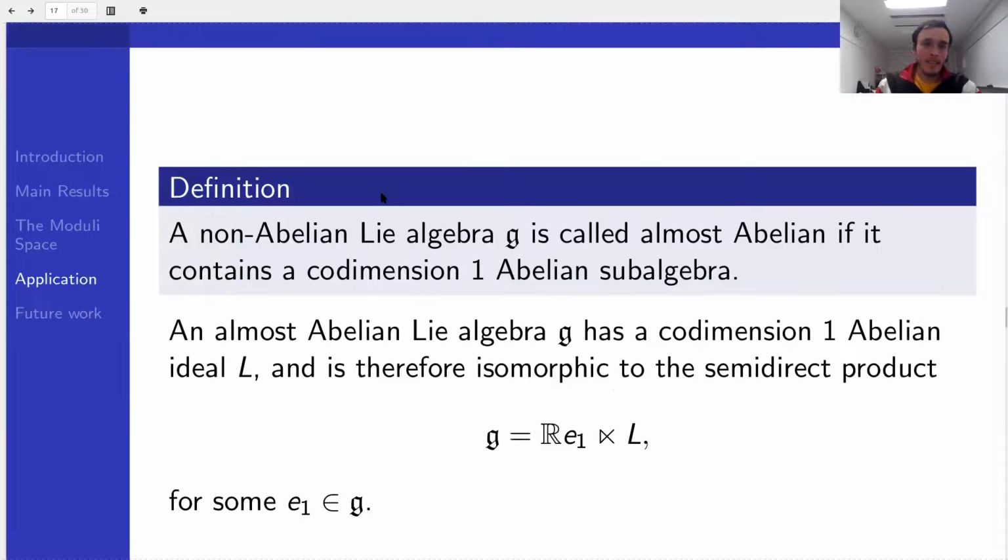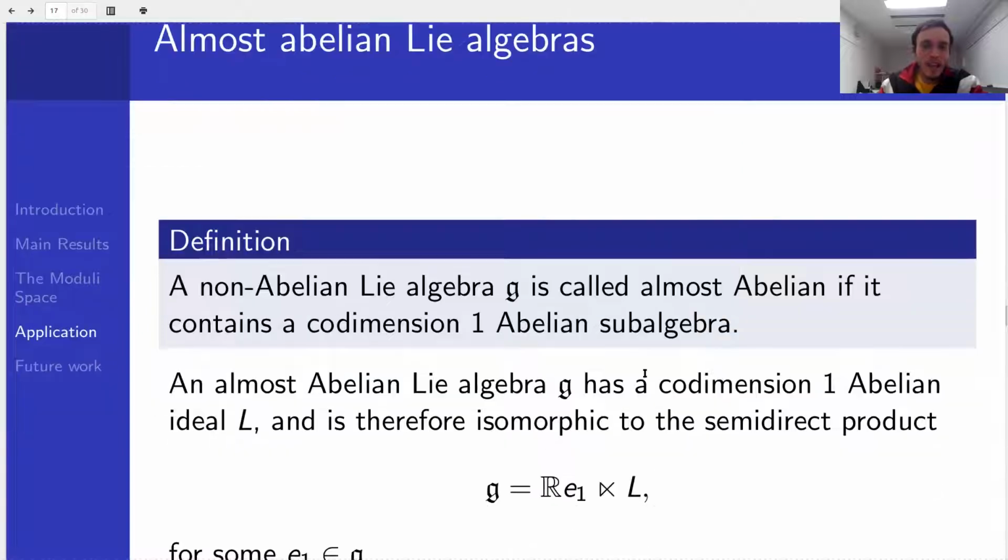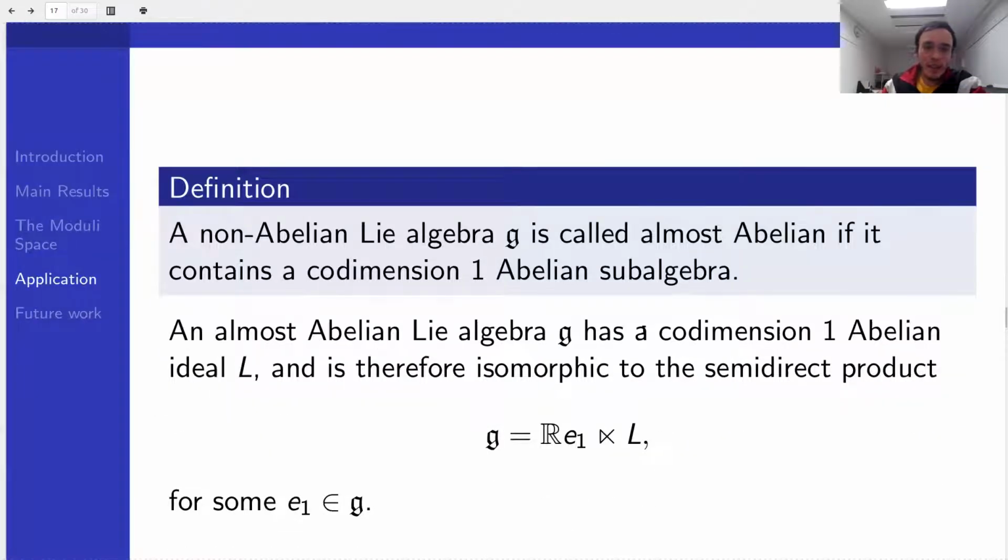So let's see. With some definition, a non-abelian Lie algebra is called almost abelian if it contains a codimension one abelian subalgebra. So it's not abelian, but it has a codimension one abelian subalgebra. When you have an almost abelian Lie algebra, you can show that it has a codimension one abelian ideal, and therefore it is isomorphic to this semi-direct product, where E1 is some element in g.